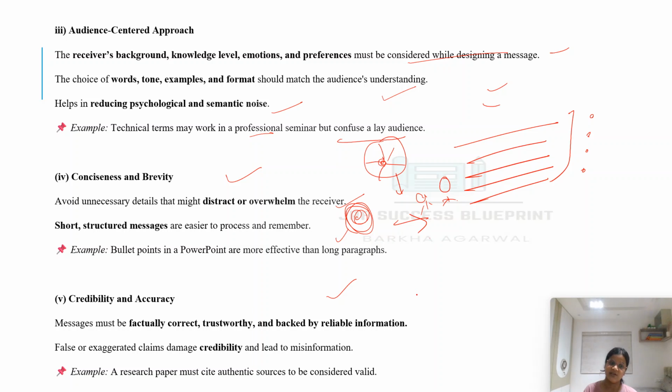Coming to credibility and accuracy, a message must be factually correct, trustworthy, and backed by reliable information. It should be credible, it should be accurate, so that the receiver, or the audience, can trust you. False and exaggerated claims damage credibility and lead to misinformation. Example: a research paper must cite authentic sources to be considered valid. Suppose you are writing a research paper and you've written one sentence. Instead of citing the correct source, you have cited someone else's paper. So that is not credible, that is not authentic, that is not accurate. So it should be correct, trustworthy, and backed by a reliable source.